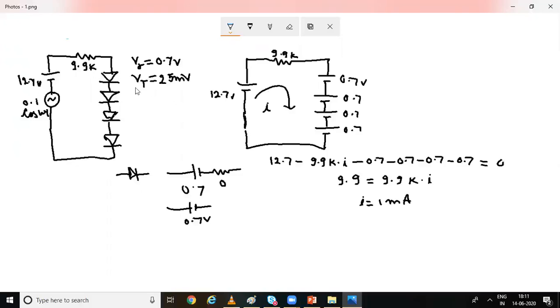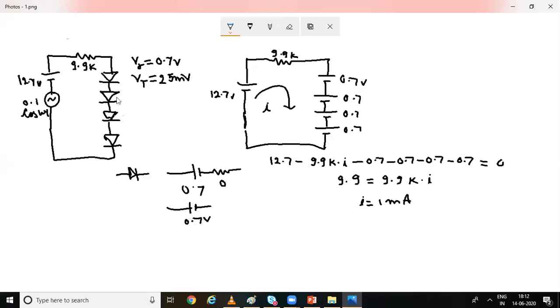So what is the DC equivalent model of the diode? It is merely a power supply in series with a resistor. And in the question, the cut-in voltage of the diode is given to be 0.7 volt and the thermal equivalent voltage is given to be 25 millivolts, correct? And here, this is the cut-in voltage, which is given as 0.7 volt. And this is the series resistance of the diode, which is not given in the question. So by default, we have to assume it is 0. So we can simply replace a diode with the power supply of 0.7 volt.